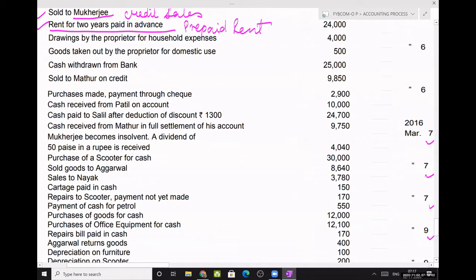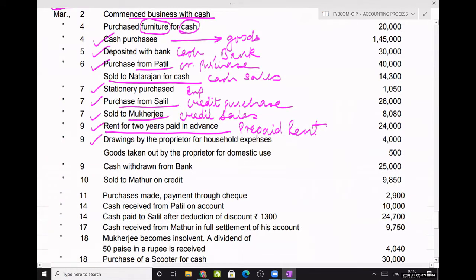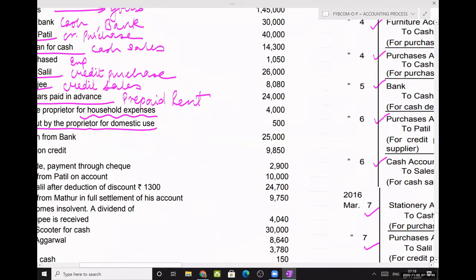Next, drawings by the proprietor for household expense 4,000 rupees. Purely it is written drawings, obviously, and that is also for his personal use. He has taken money from the business for his own household expenses. And what else has he done? Goods taken out by the proprietor for domestic use. Domestic use is again his personal expense, his own expense. So this will go under drawings.